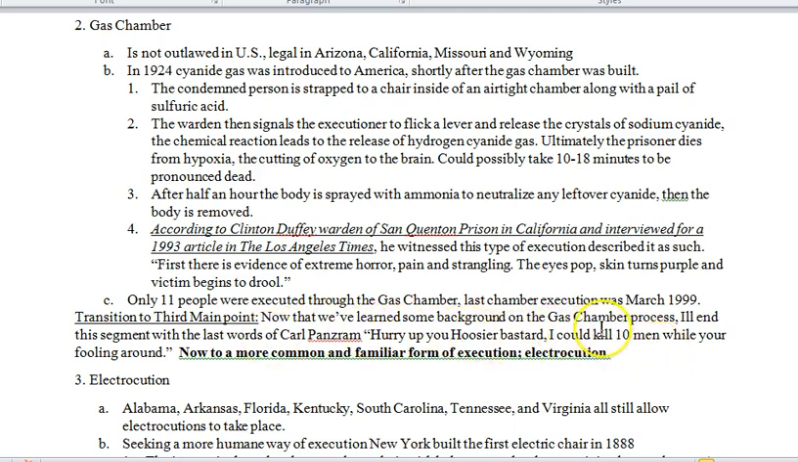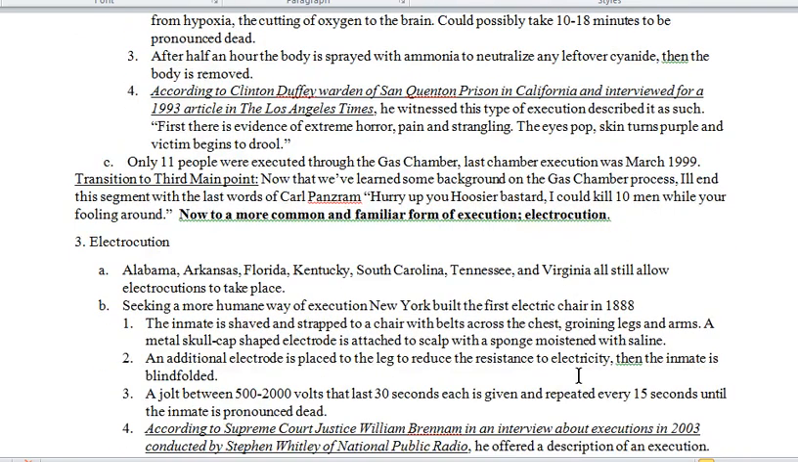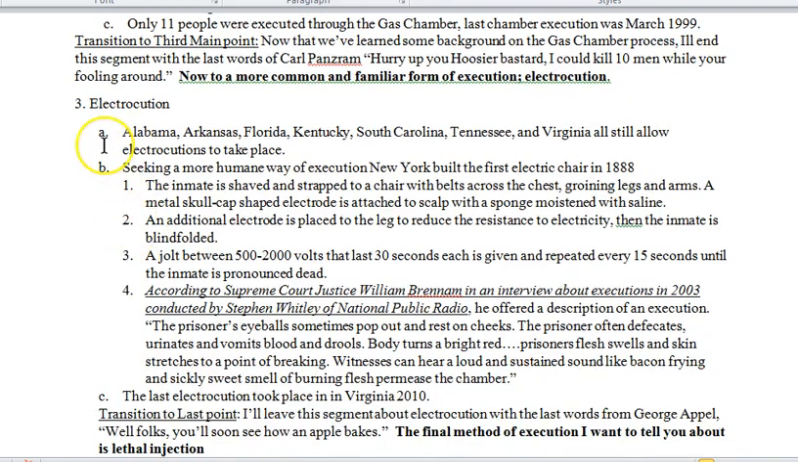Now that we've learned some background on the gas chamber process, goes into that. Now to a more common and familiar form, electrocution. Okay, told us where we just were, tell us where we're going to next. And here we go, electrocution.